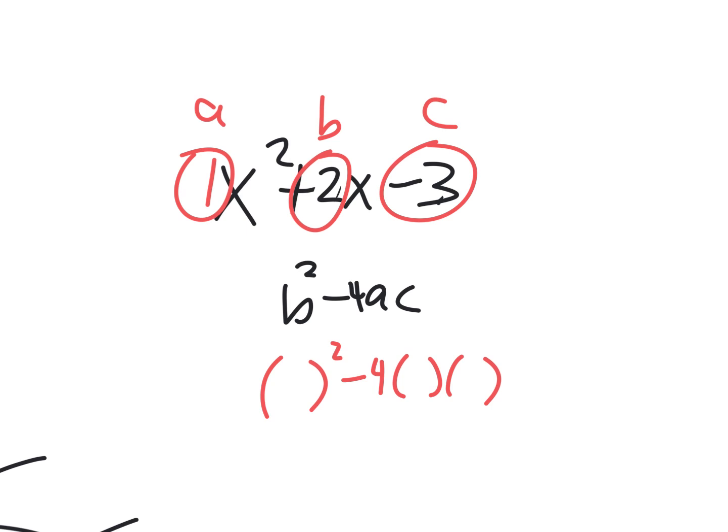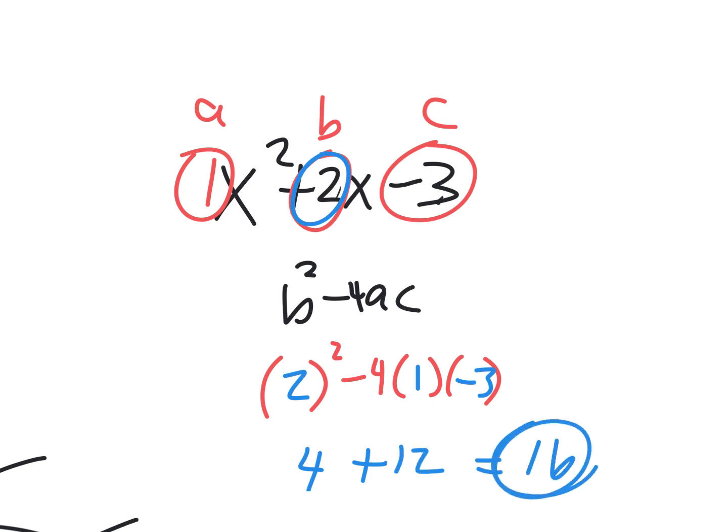Liv, what's B squared? Yep, 2 squared will be 4. And then A is 1 and C is -3. 4 plus, notice it was 2 negatives, 12, 16. Now the trickier part, so how many solutions does it have? 2 answers because it came up positive.